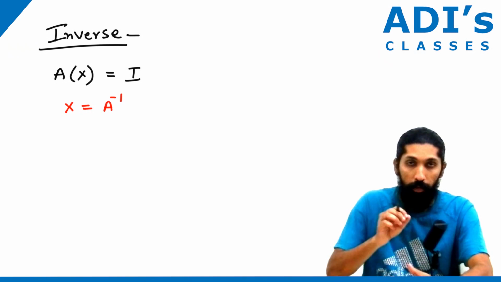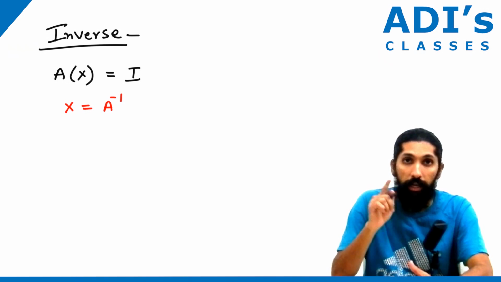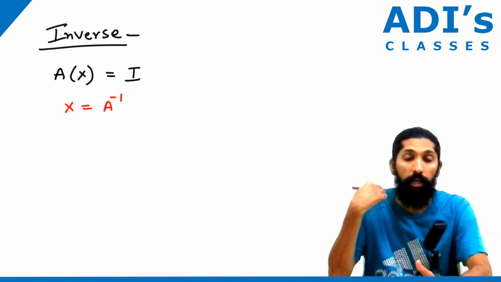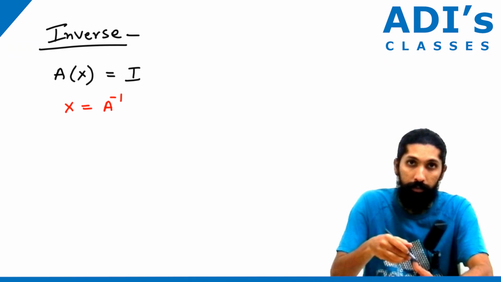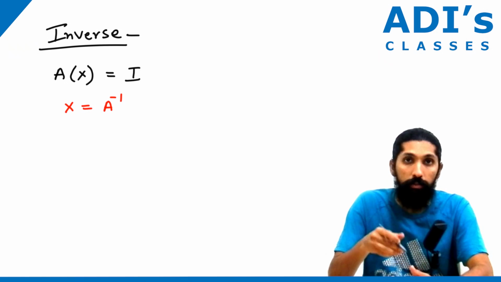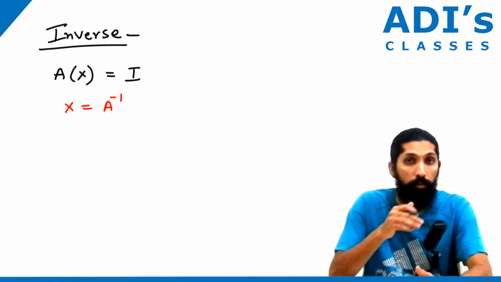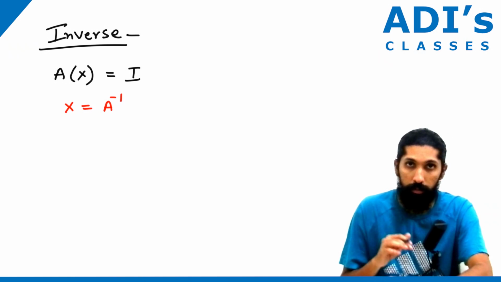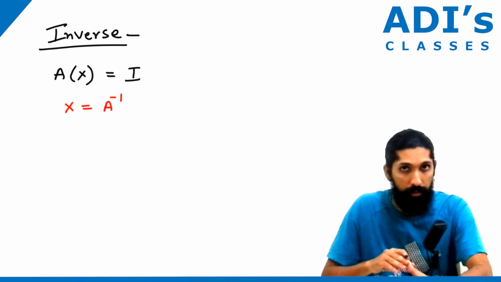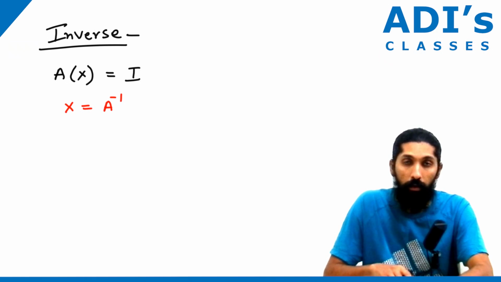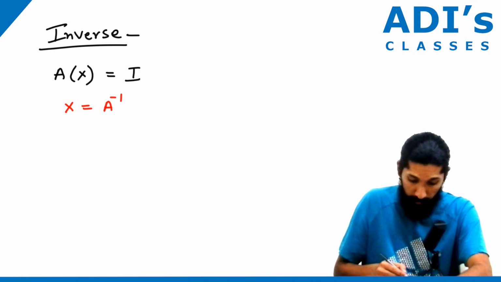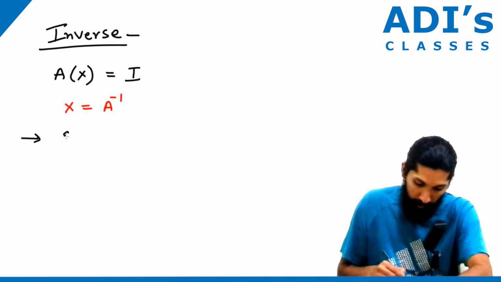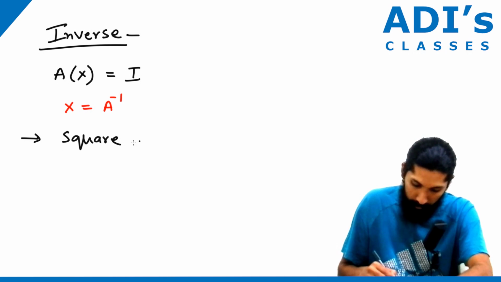Now, a couple of prerequisites to understand the inverse of a matrix. Very first thing, the identity matrix is a square matrix, correct? That means whenever we look at the inverse of a matrix, we generally talk about square matrices. Fair enough? So generally speaking, the inverse of a matrix exists for a square matrix. This is the first thing. Let me write it down: the first one is being a square matrix.